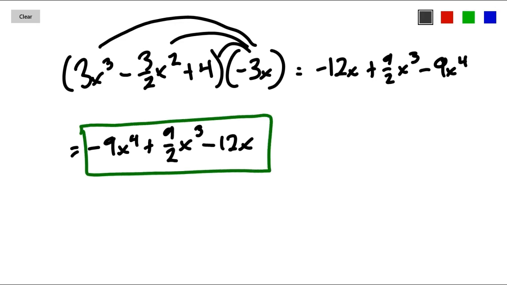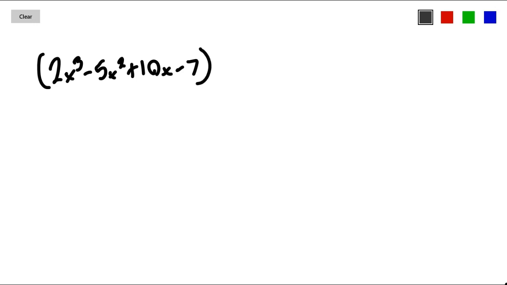And when I write a polynomial in this way, it's called standard form. So all of your answers should be in standard form once you're done. Let's say that I had 2x cubed minus 5x squared plus 10x minus 7, and I want to add that to 4x squared minus 7x minus 2.